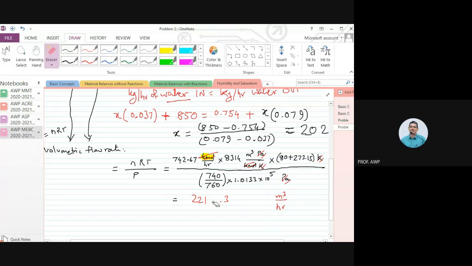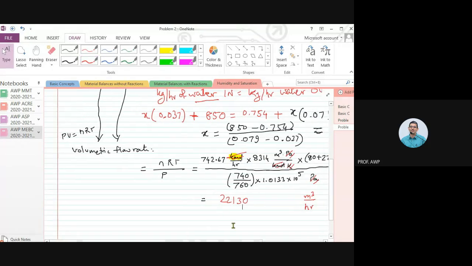Let us round off. All right. So that's our first answer. Now second answer, we want volumetric flow rate, but referred to at 0 degrees centigrade and 1 atmosphere absolute pressure. So that we are going to call as N meter cube per hour.